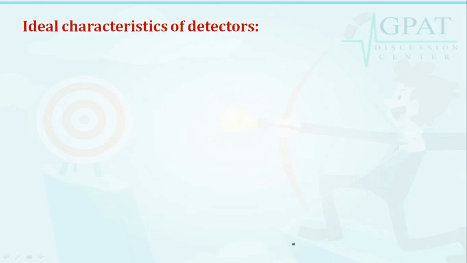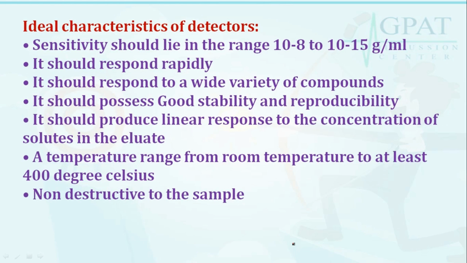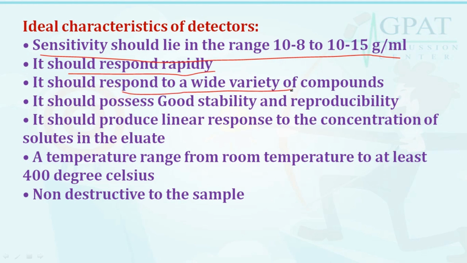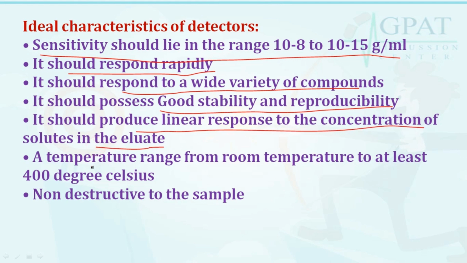So the ideal characteristics of a detector in gas chromatography: sensitivity should lie in the range 10^-8 to 10^-15 gram per ml. It should respond rapidly. It should respond to a wide variety of compounds. It should possess good stability and reproducibility. It should produce a linear response to the concentration of solute in an elevated temperature range from room temperature to at least 400 degrees Celsius, non-destructive to the sample.